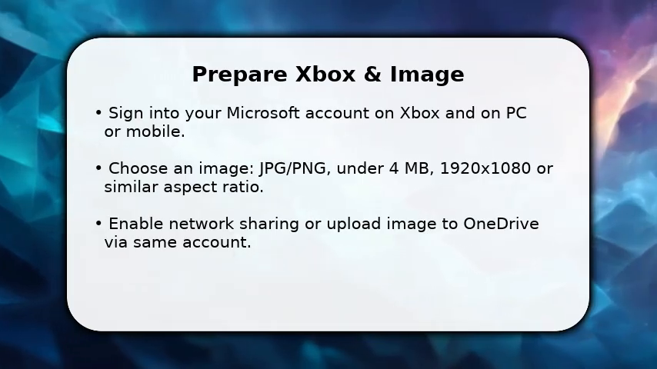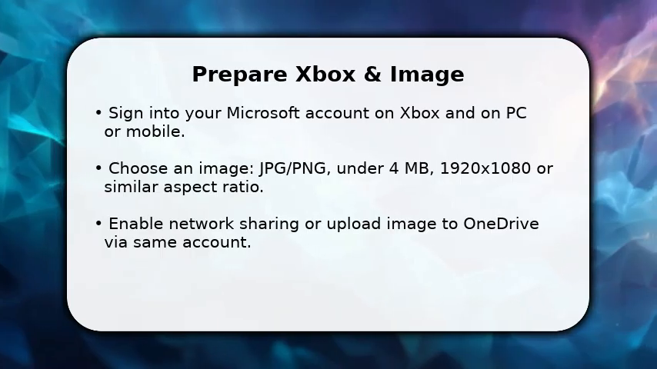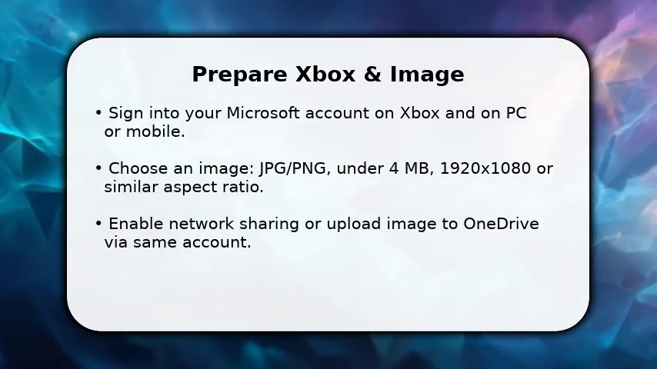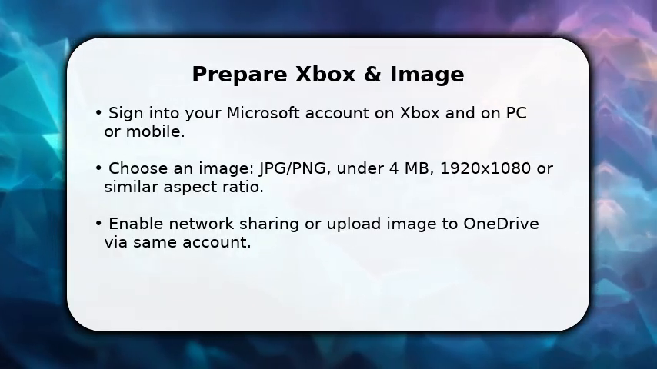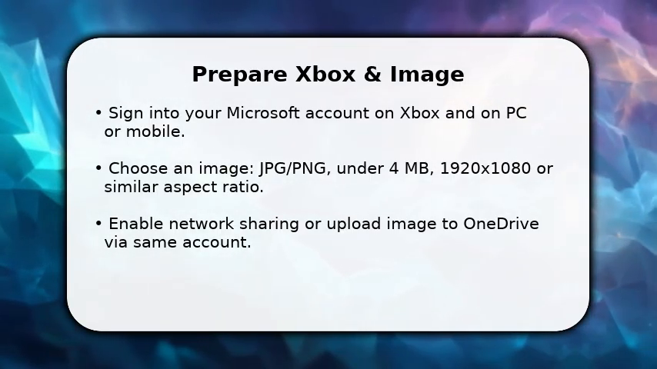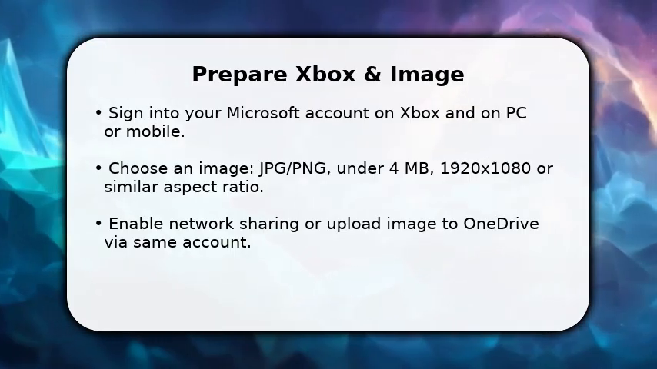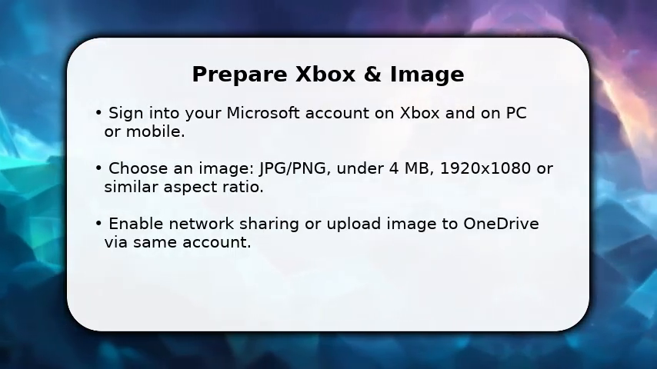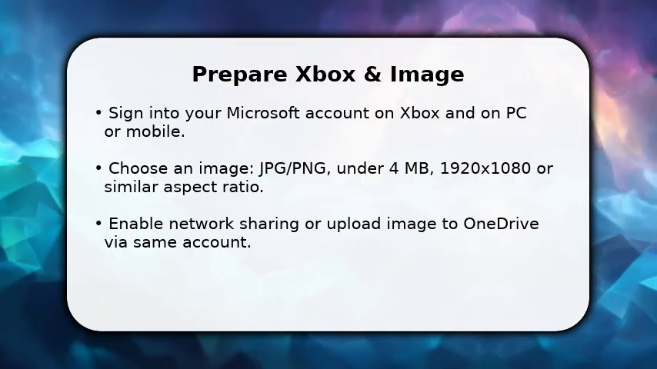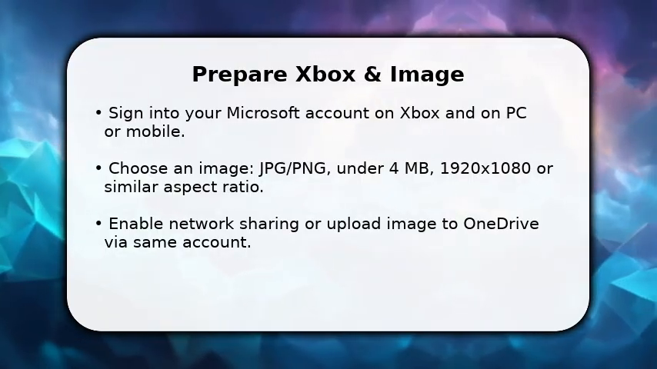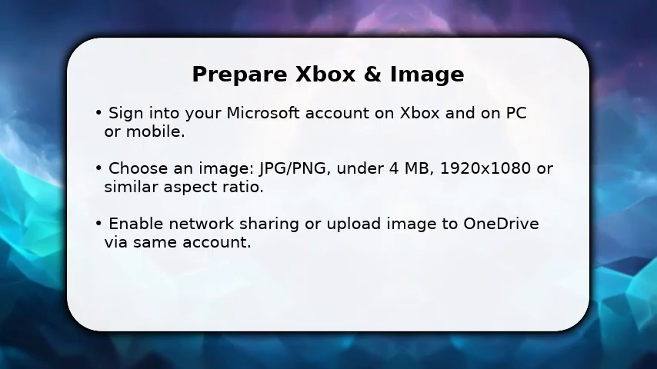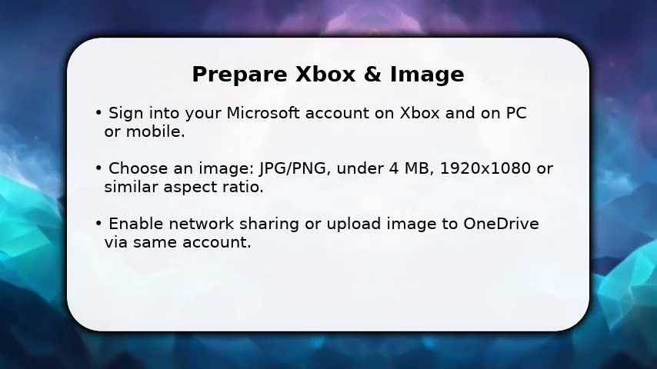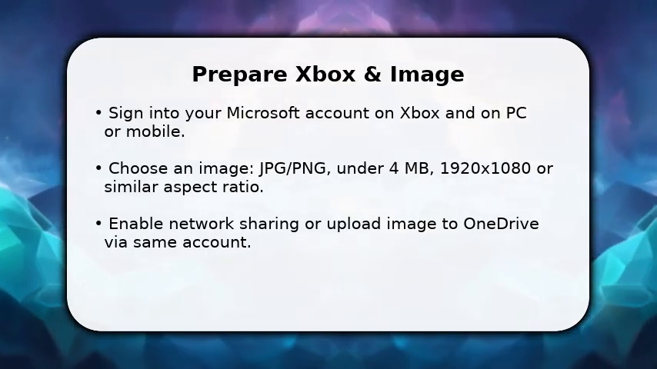You'll start by getting credentials and files ready. Sign into the same Microsoft account on your Xbox and on a phone or PC so the console can access the image. Next, pick a wallpaper file, JPG or PNG under 4 MB and roughly 16:9 to avoid distortion. Once done, upload that file to OneDrive or share via the Xbox app. This step ensures your Xbox can find and fetch the image without manual transfers.